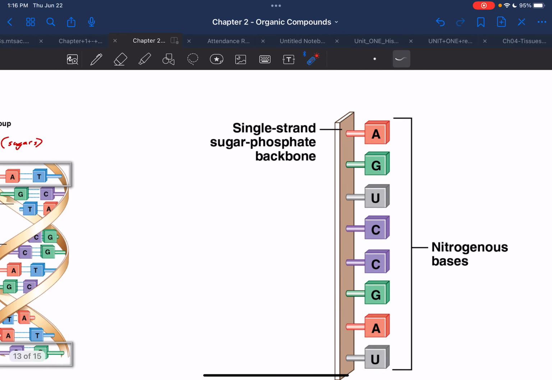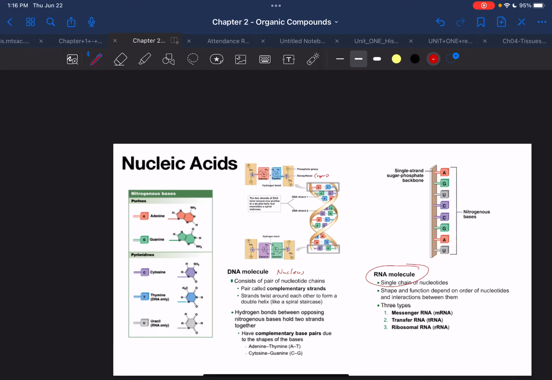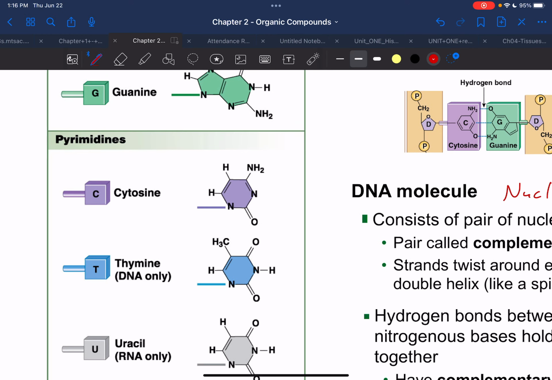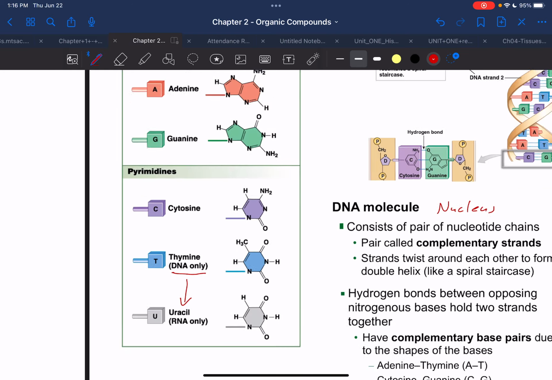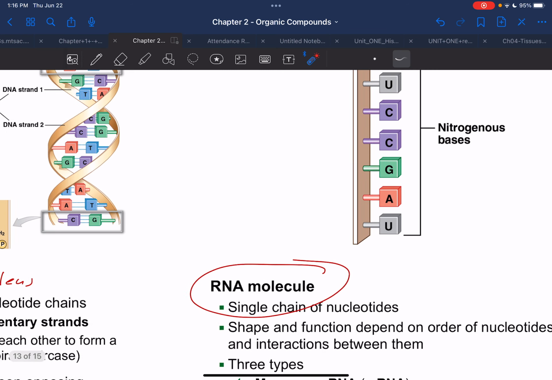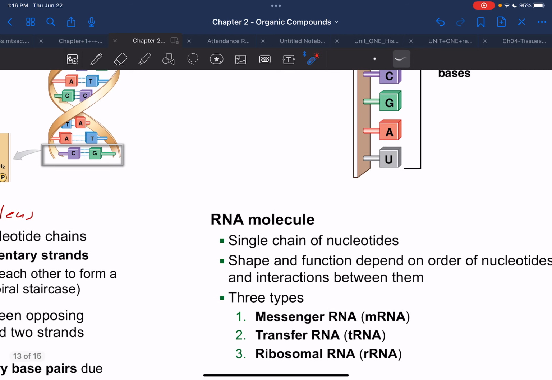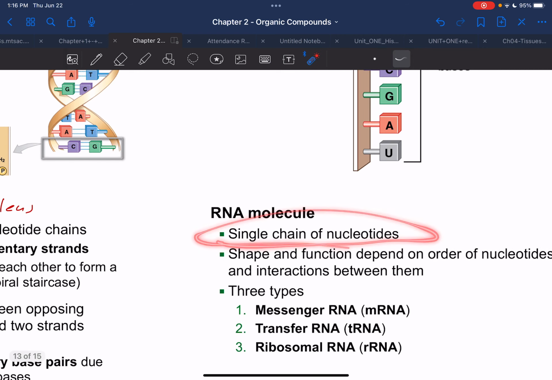And that brings me to the next point. You'll notice that there is no T in RNA. So T, or thymine, exists only in DNA, and it gets replaced with uracil. RNA does not have T, it uses uracil instead. But nothing changes as far as the backbone. It's still made of a sugar phosphate backbone, just like DNA. But the big difference, once more, is that it is single chain.